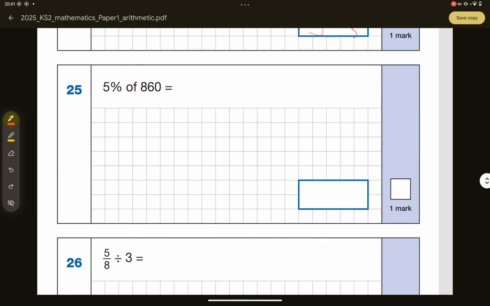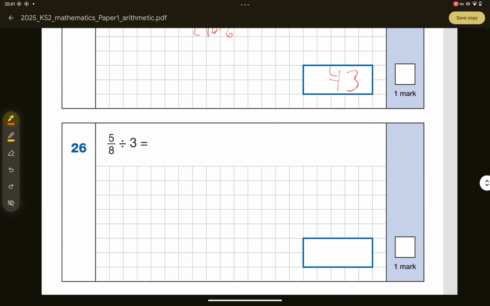5% of 860. Just figure out 10% and divide it by 2, which is what I'm gonna do. And 10% of 860 is 86. So 86 divided by 2, 43. You can also do 8.6 times 5, which would give you the same answer.